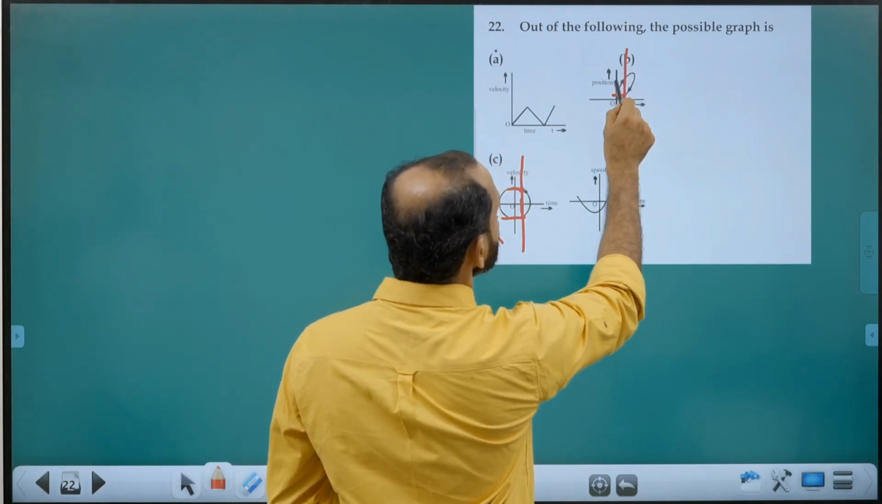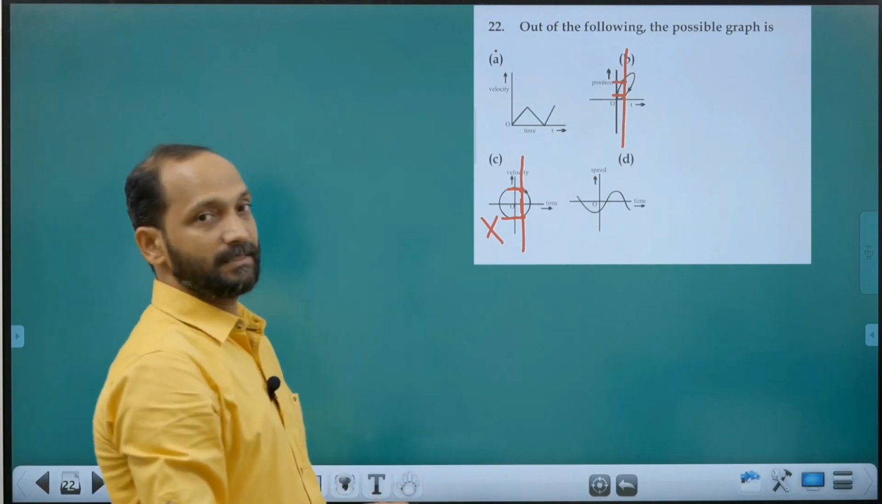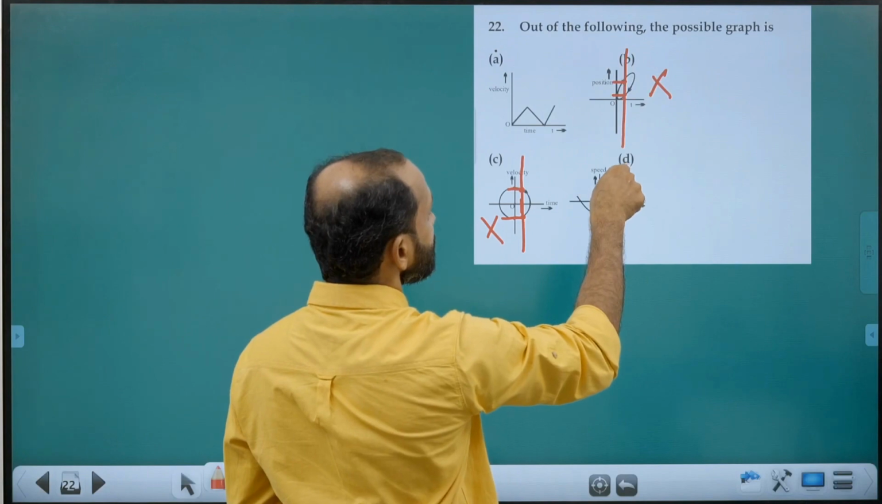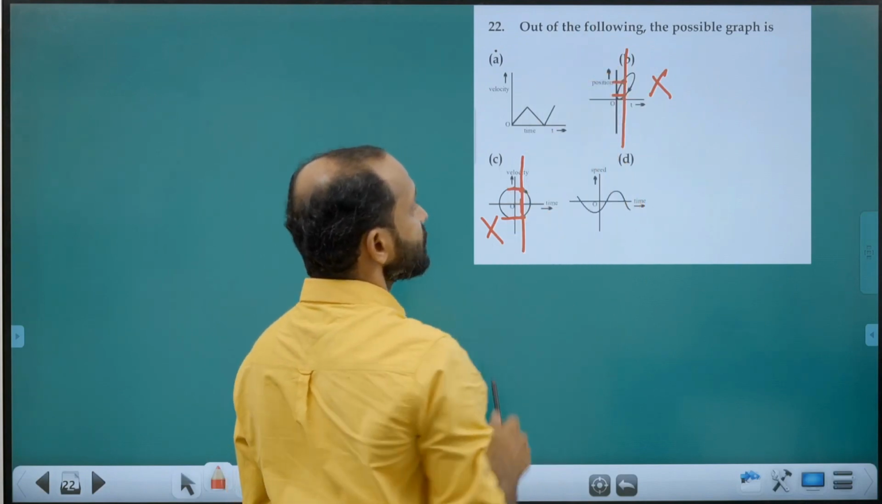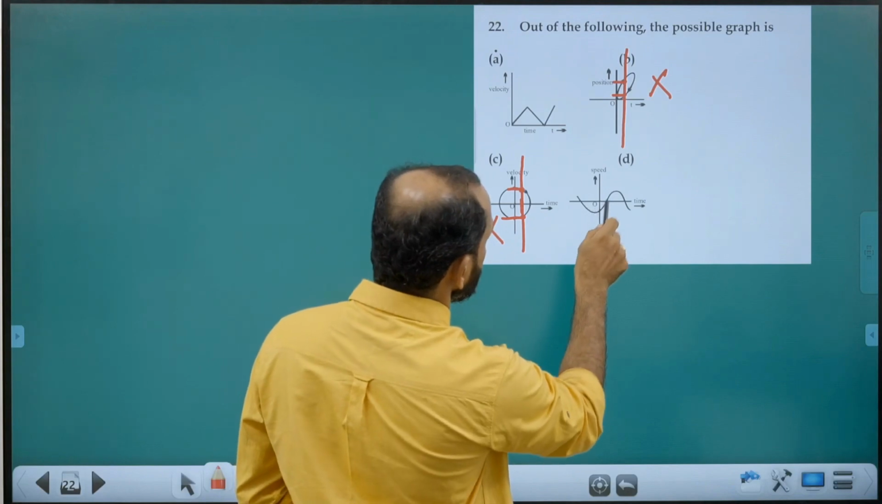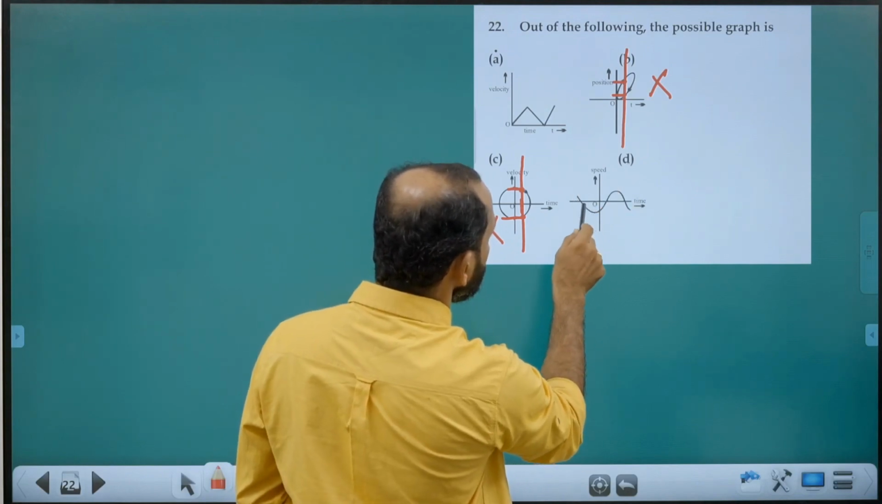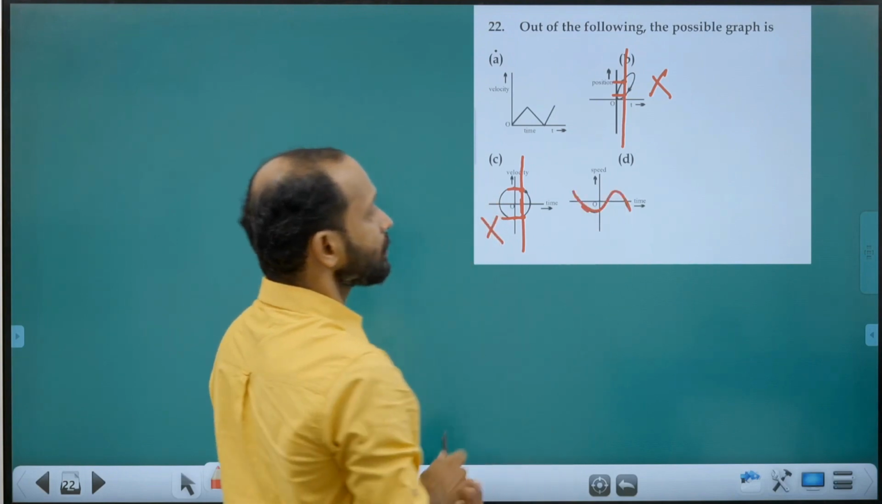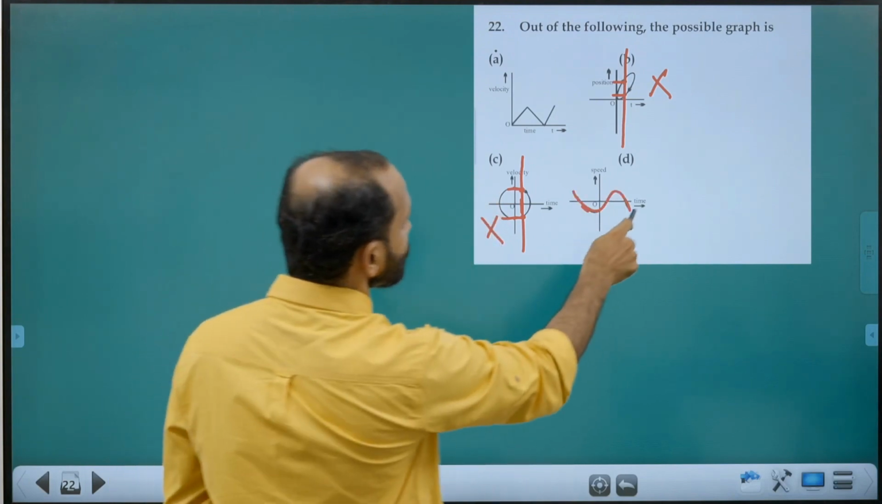There you get two intercepts on the y-axis. That is also not possible. At the same time, position or velocity cannot be repeated. Another graph, option D, is given for speed. Speed has been shown on the negative side. Speed is never negative. It can also never decrease. So that also cannot be possible.